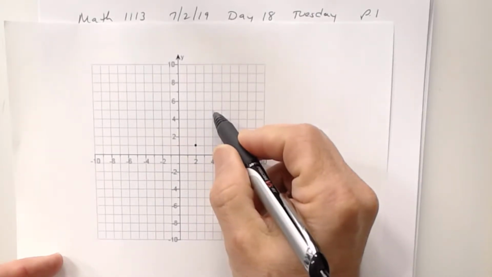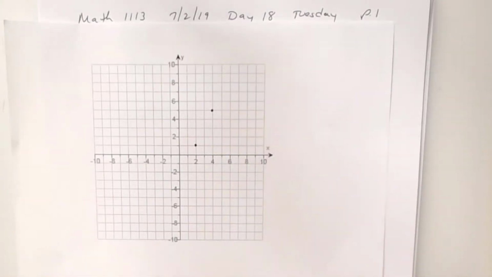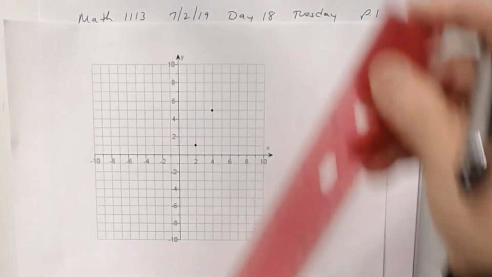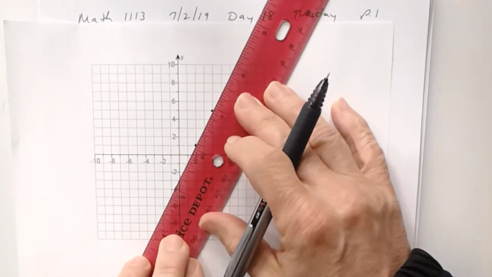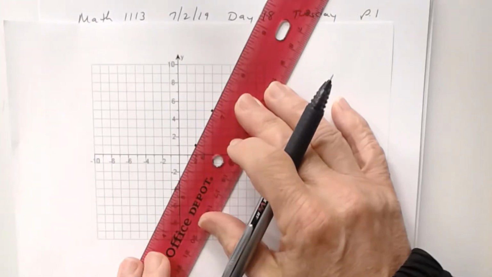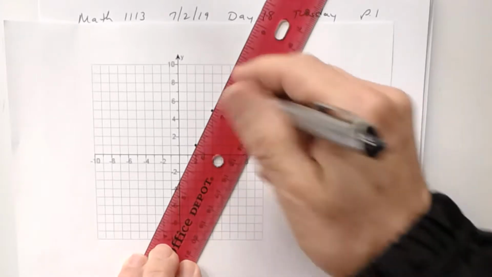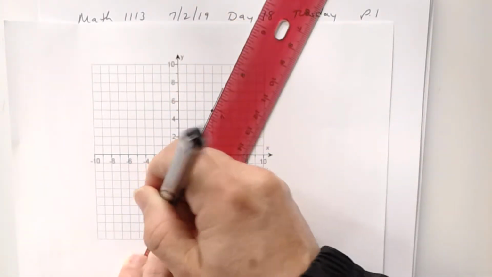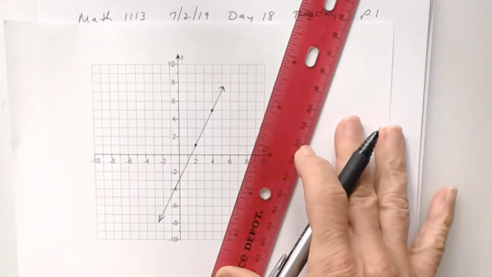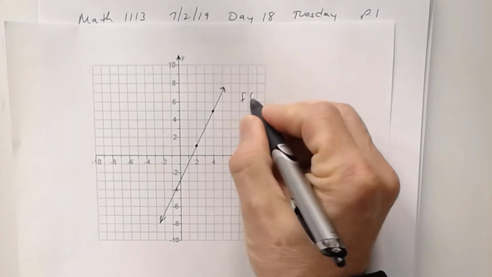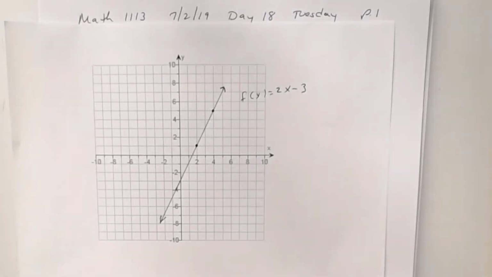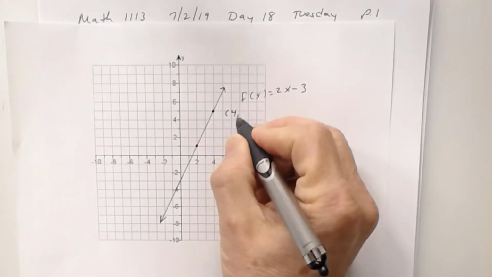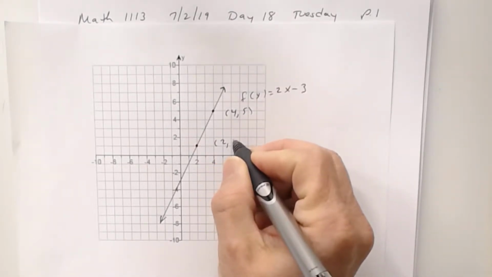And then I'm going to use a ruler and graph this. And so then I have this line. It looks like this. Okay? So this is the graph of the line of the function f of x equals 2x. What was it? 2x minus 3? 2x minus 3. Now I'm going to go ahead and label the points I just found. So this point was 4, 5, and this point was 2, 1, right?